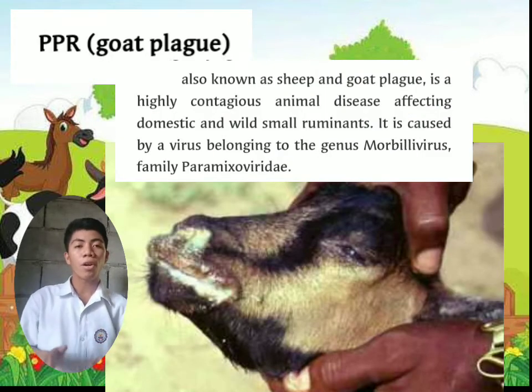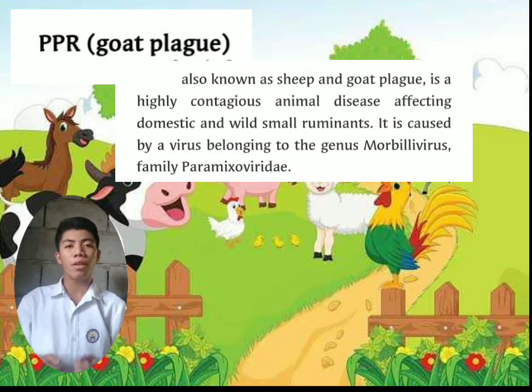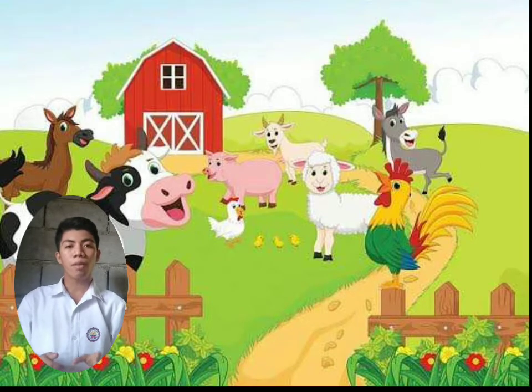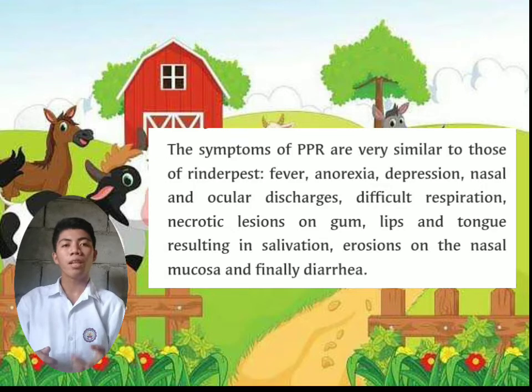So PPR or goat plague, also known as sheep and goat plague, is a highly contagious animal disease affecting domestic and wild small ruminants. It is caused by a virus belonging to the genus Morbillivirus, family Paramyxoviridae, and the symptoms of PPR are similar to those of rinderpest: fever, anorexia, depression, nasal and ocular discharge, difficult respiration, necrotic lesions on gum, lips, and tongue resulting in salivation, erosion on the nasal mucosa, and finally, diarrhea.